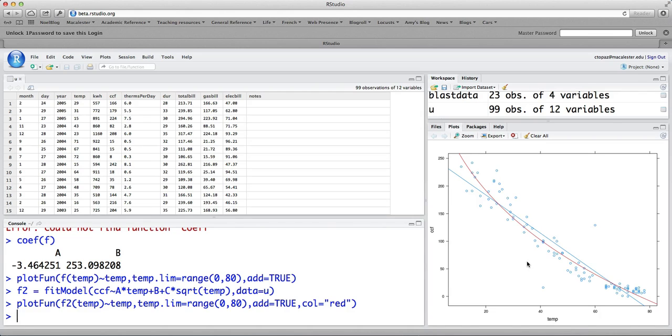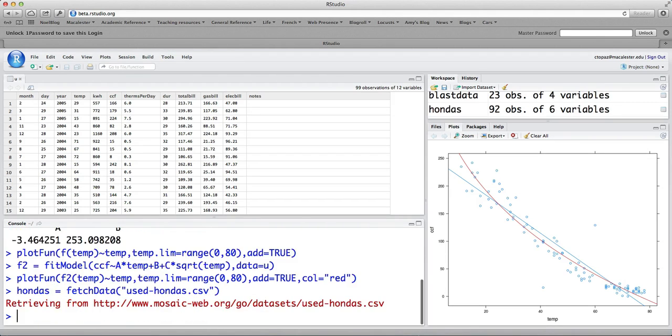So thus far, the example has been that the output variable depends on one input variable, but this fitModel command works just as well when you have an output variable that depends on more than one input. So we're going to look at some data for used cars. So I'm going to do fetchData, and the data set is used Hondas .csv, and let's capture the output of that into a variable that we'll call Hondas.